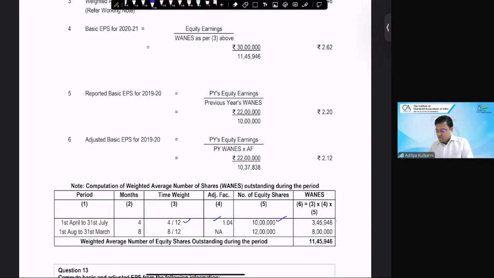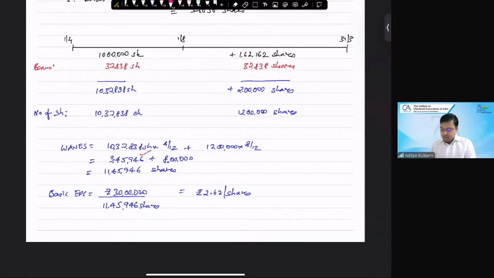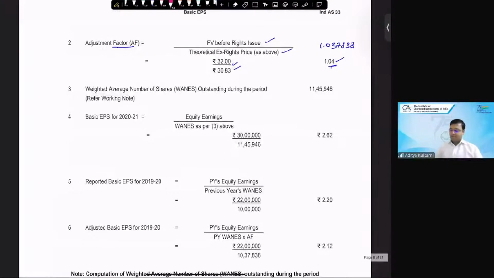adjustment factor 1.04, 10 lakhs, so 3,45,946. This is nothing but exactly what I also got, right? 3,45,946, isn't it? Yes. But sir, today it became clear what the adjustment factor actually is. Earlier this was not clear. All right, so 3,45,946. 8 by 12, 12 lakhs, 8 lakhs, 11,45,946. Perfect. Is it clear till now?